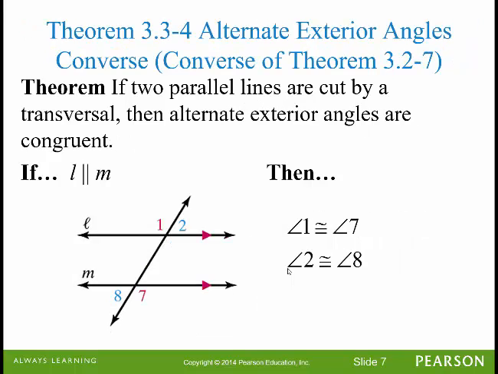Again, Theorem 3.3-4, the alternate exterior angles converse, or the converse of Theorem 3.2-7. If two parallel lines are cut by a transversal, then alternating exterior angles are congruent. So if L is parallel to M, then angle 2 is congruent to angle 8, and angle 1 is congruent to angle 7.